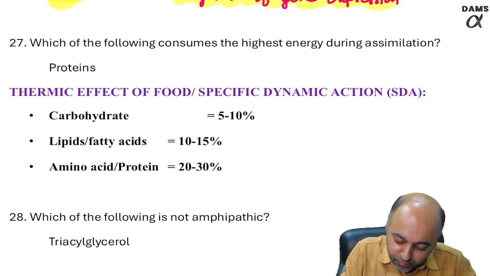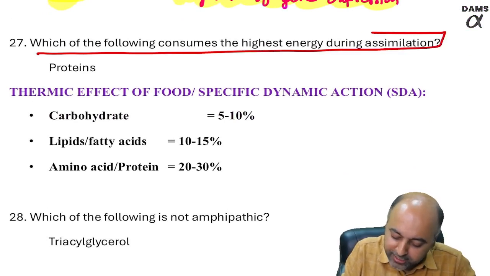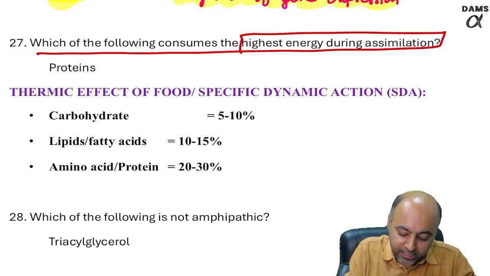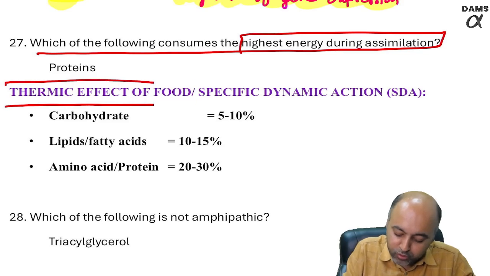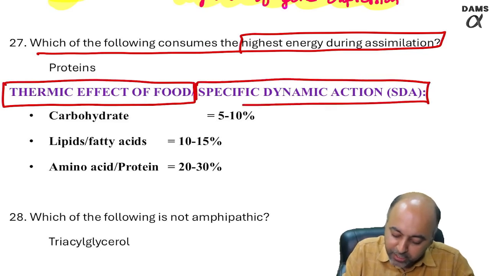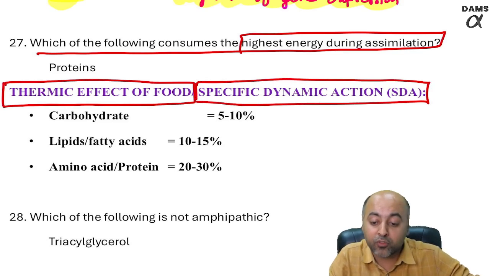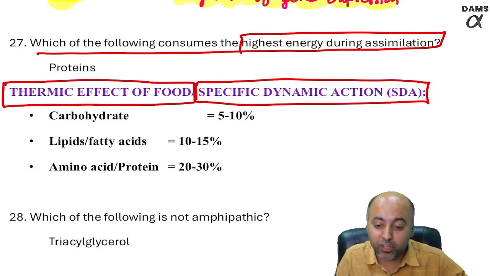A little bit about nutrition. Which of the following consumes highest energy during assimilation? What they are basically asking is the thermic effect of food, also known as the specific dynamic action of food. How much energy we spend for metabolism?